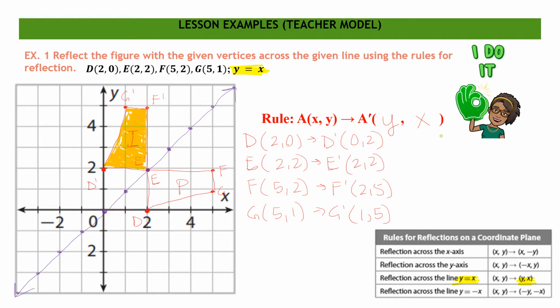And remember at the beginning when I stated if I have a line of reflection that is a linear function, it changes the orientation or the direction of the pre-image to the image. So as we see, the pre-image looks like it's pointing to the right. And here at the image, it's now facing upward. So as we can see, when we reflect over any linear function, it changes the direction of the figure.